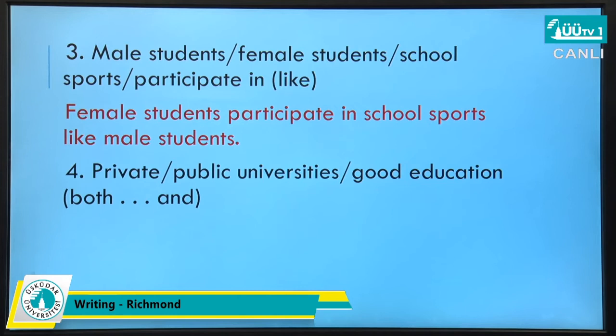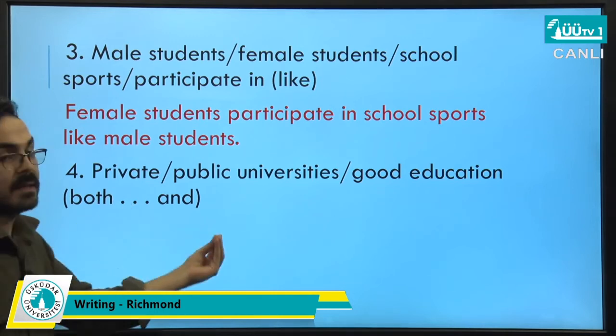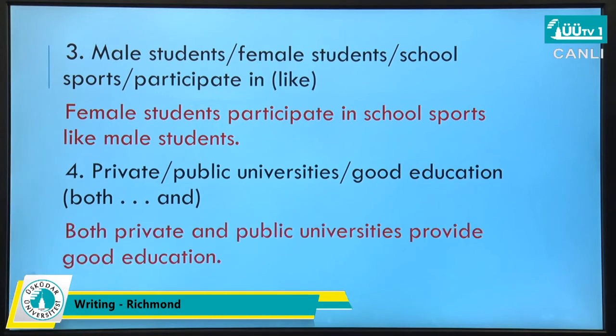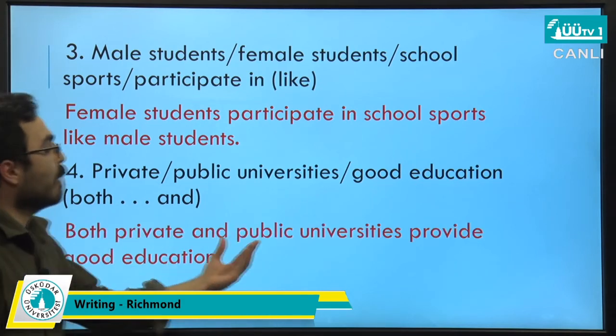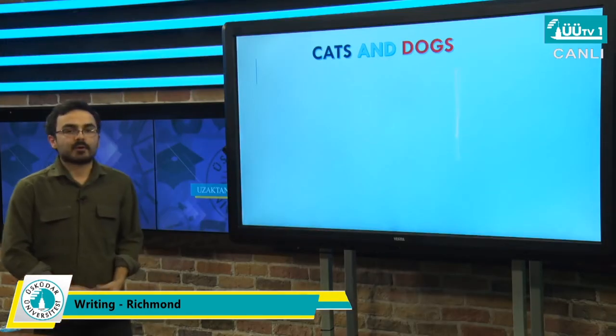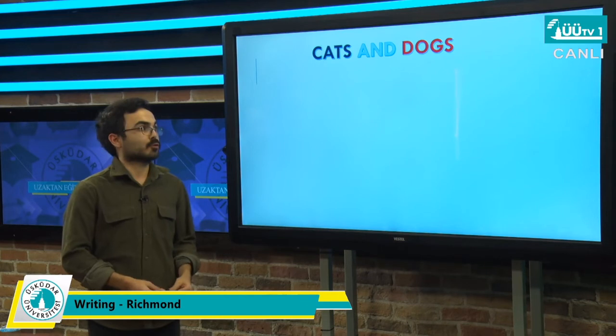So, private, public universities, good education, and we are going to use both and. First of all, after both, I need to use what? Both something and something else, right? So I need my nouns here. Both private and public universities provide good education. Is a good example.